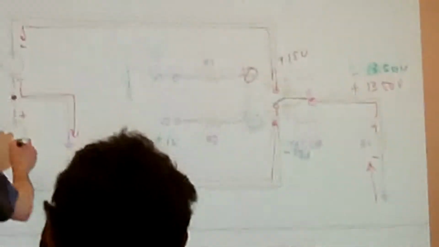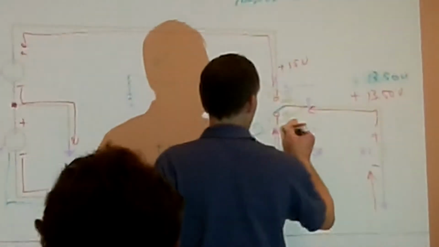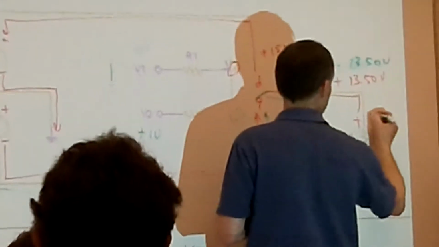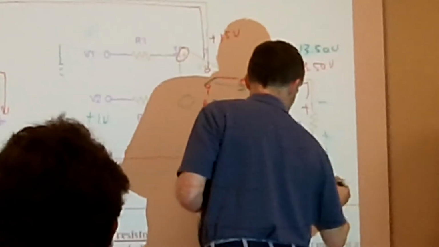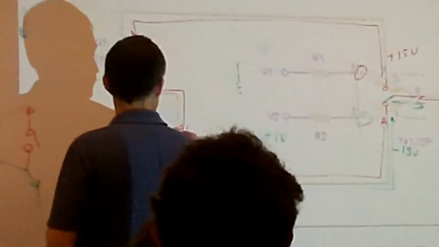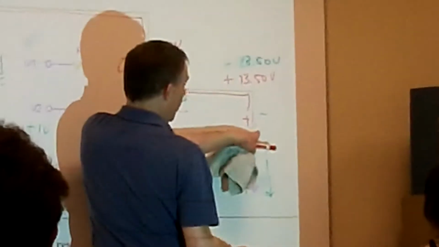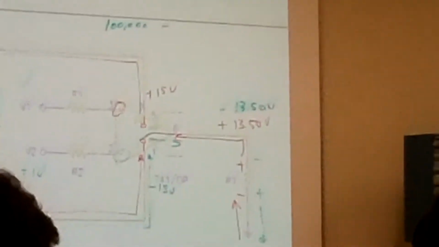Now this time my current is coming out of here, going up into my op amp, out of my output, across my resistor, up to my ground, and then back into my source. So now this time I'm only using the negative side of my power supply, and you can see that the voltage across my resistor has changed polarity, so now it's going to be at a negative 13.5 volts.